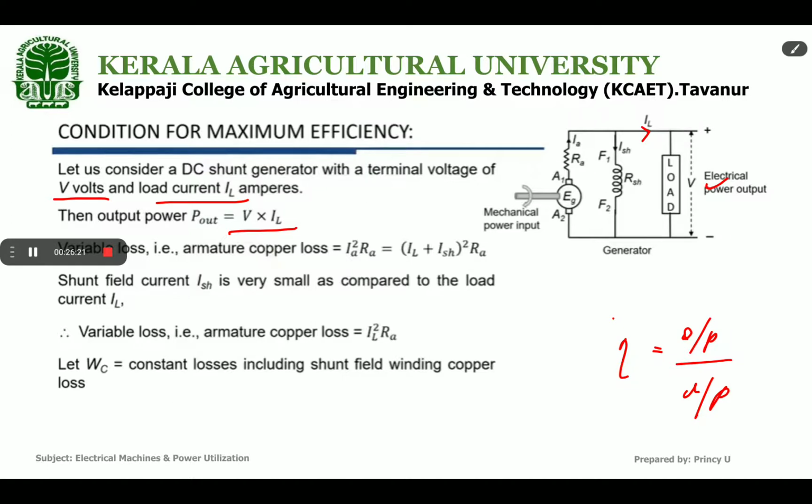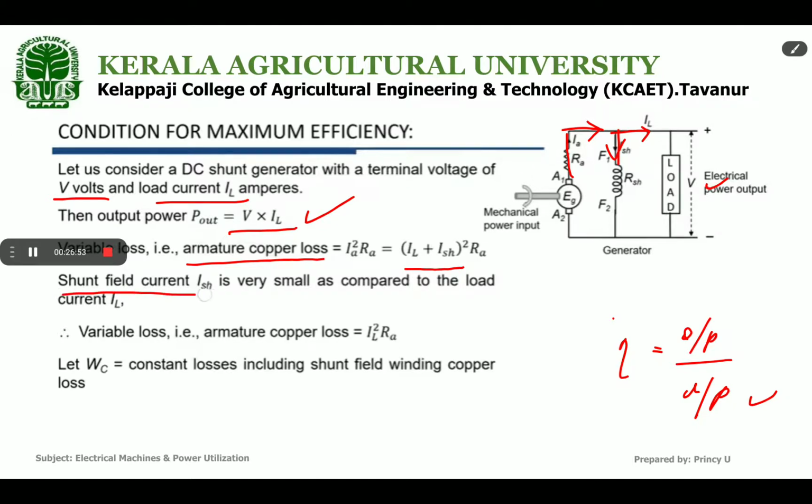Now, to get the input, what do we need to know? We need to know output plus losses. Now we have the equation for output, V into IL. Now we are going to find the variable and constant losses. The variable loss is the armature copper loss, Ia square Ra, and Ia is the sum of shunt field current plus load current. So we can represent it as IL plus ISH whole square Ra.